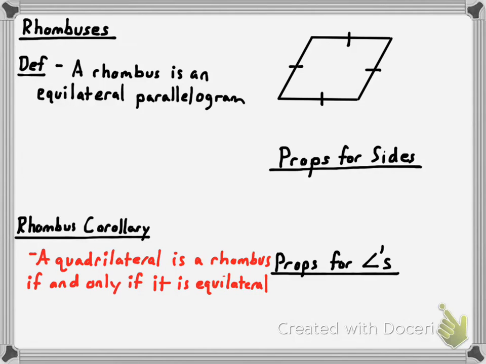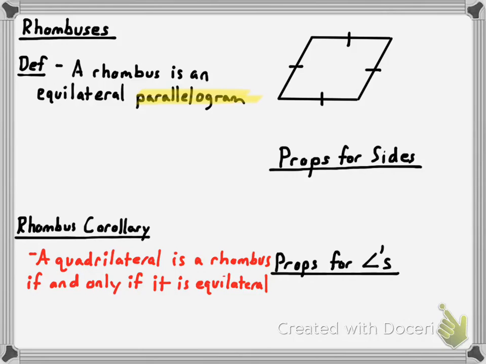Now this is a slight paraphrase of what's in your book. Notice that this is an if and only if statement, and an if and only if statement can be read two ways. This could be read that if a quadrilateral is a rhombus, then it's equilateral, or if a quadrilateral is equilateral, then it's a rhombus. Any quadrilateral that has four congruent sides is automatically going to be a rhombus, and that's what that corollary tells you.